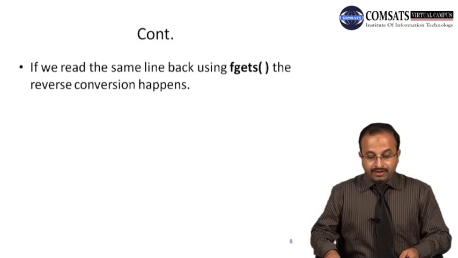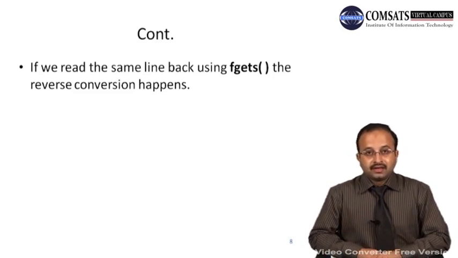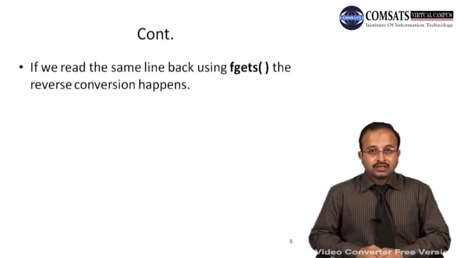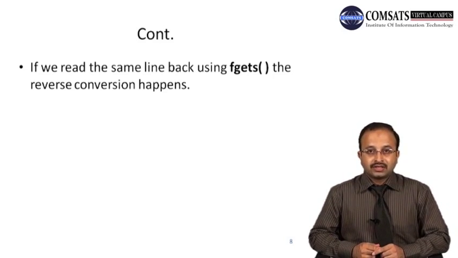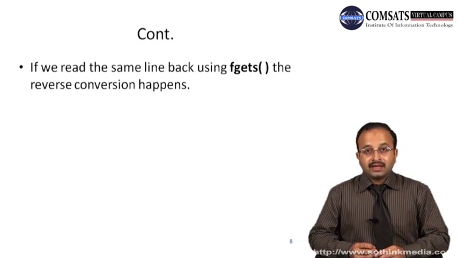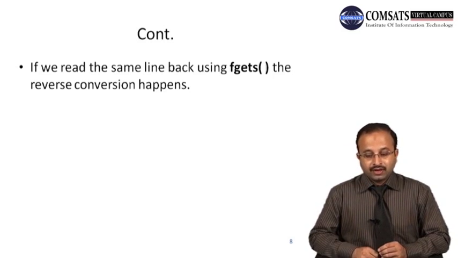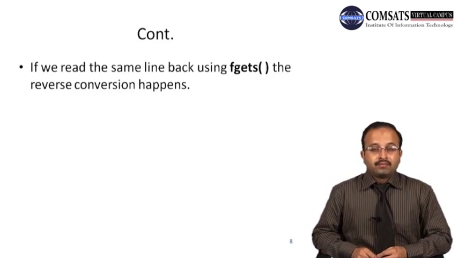Okay. If we read the same line back using fgets, the reverse conversion happens. और अगर आप fgets से रीड करेंगे, so fgets what it will do, it will replace \r and \n by \n. So fputs क्या करता था, it replaces \n new line character with \r and \n, and when you read the same content from the file using fgets, fetching the string from the file, it will convert \r and \n combination into \n.